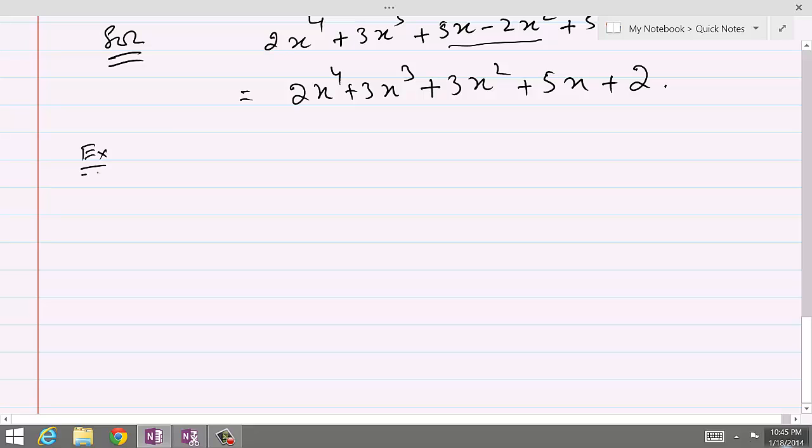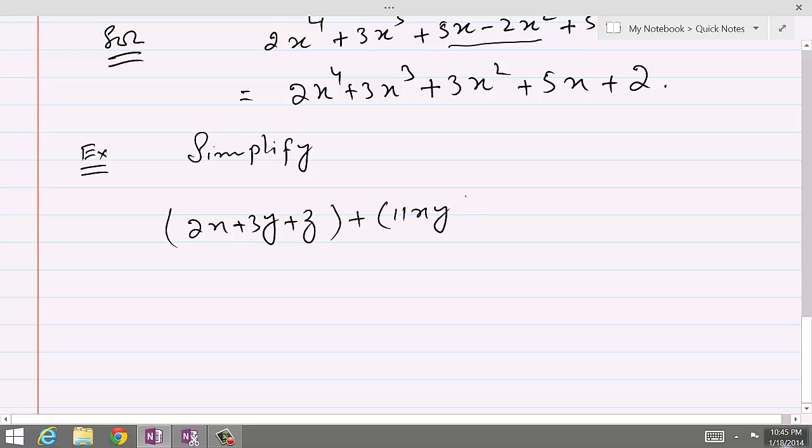Example here. Simplify 2x plus 3y plus z plus 11xy plus 3x plus 2y plus z plus 1.